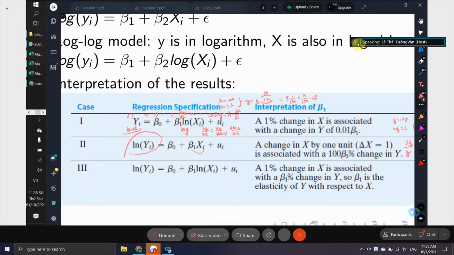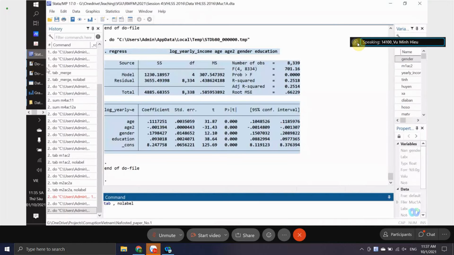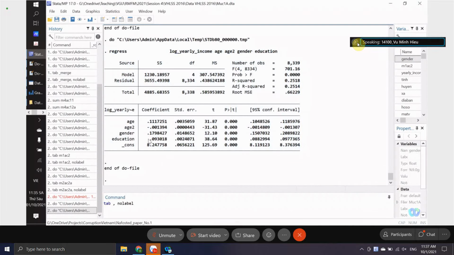I deliberately show you the table for some reason. So the education increased by 1 unit, the income increased by 9.3%. That's it. That's what I want to hear. That's a quick and satisfactory answer. You have a plus for that.